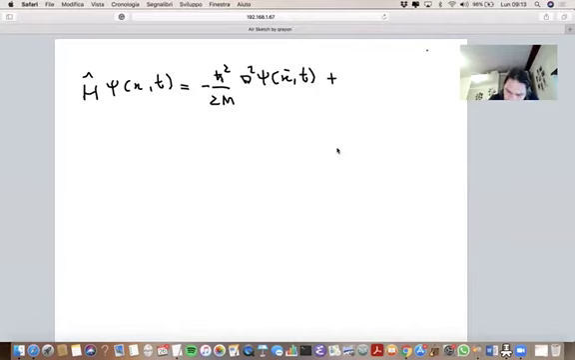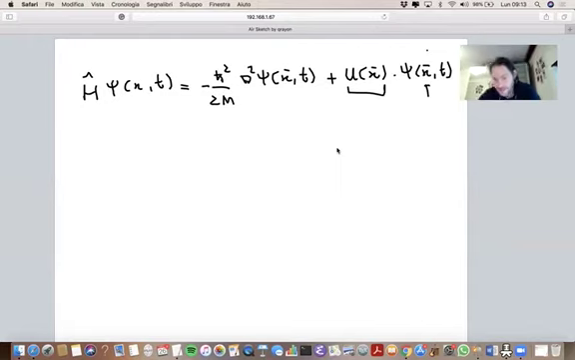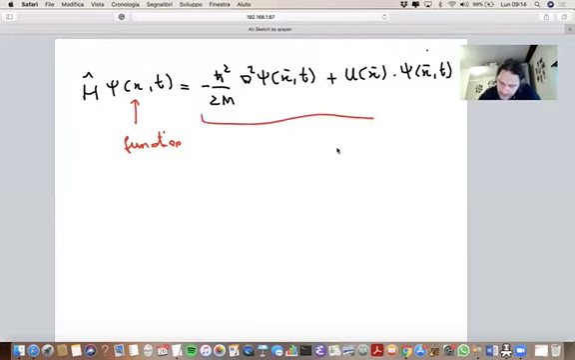And you add a second term in which, for each value of x, you compute u of x, and you multiply psi by that u of x. So if I look at this, it is a function, right? Well, what h does is act on this function and transform it into a new function.